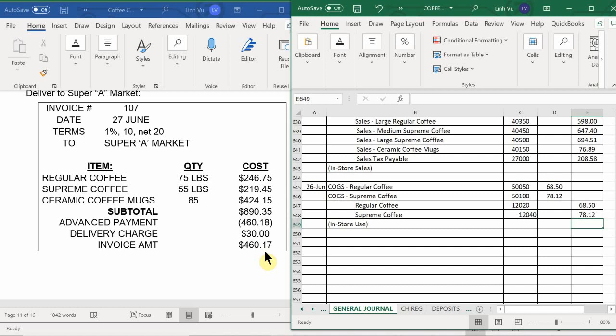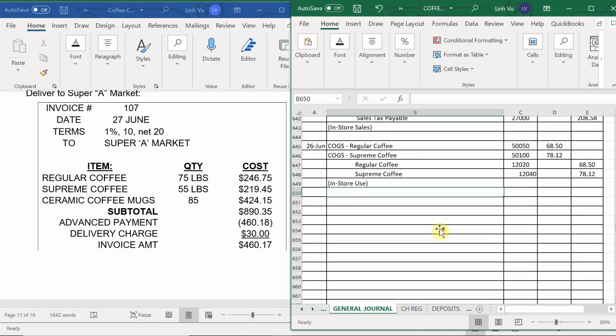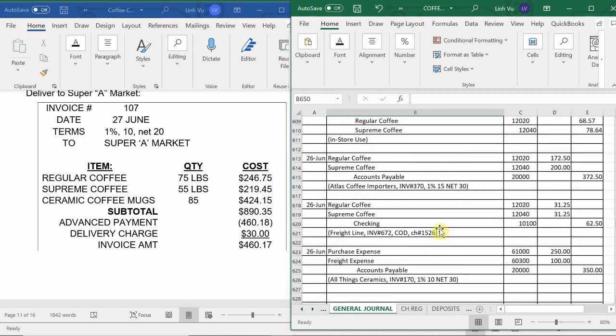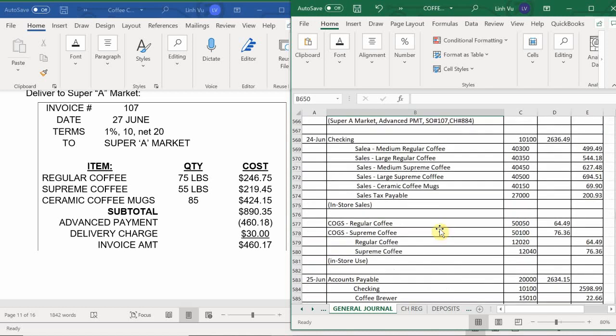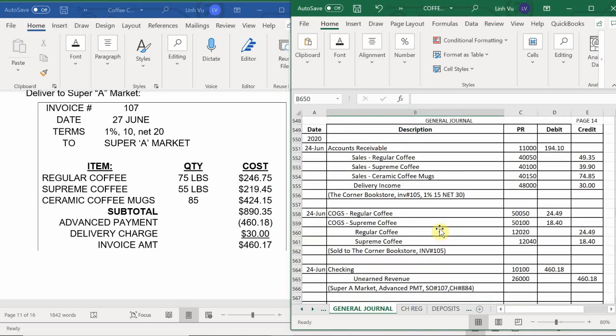So how are we going to journalize this sale right here, because we delivered to Super A Market? We're going to journalize our sale and also our cost of goods sold. Okay, so let me find an example.